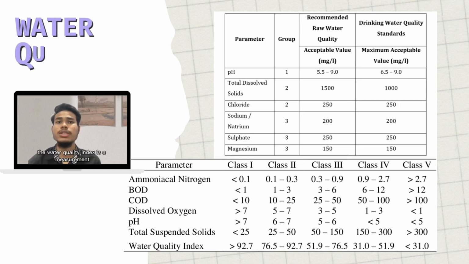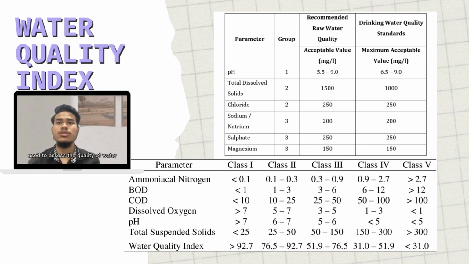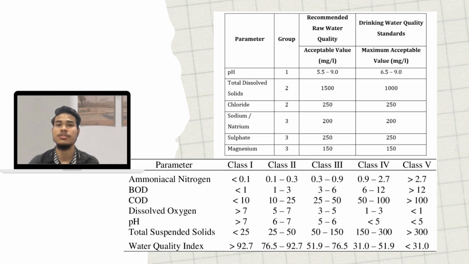The Water Quality Index is a measurement used to assess the quality of water. The National Water Quality Standard was created to aid in the identification of water quality based on a single criterion, and this is the table of Drinking Water Quality for Malaysia and Water Quality Index classification.